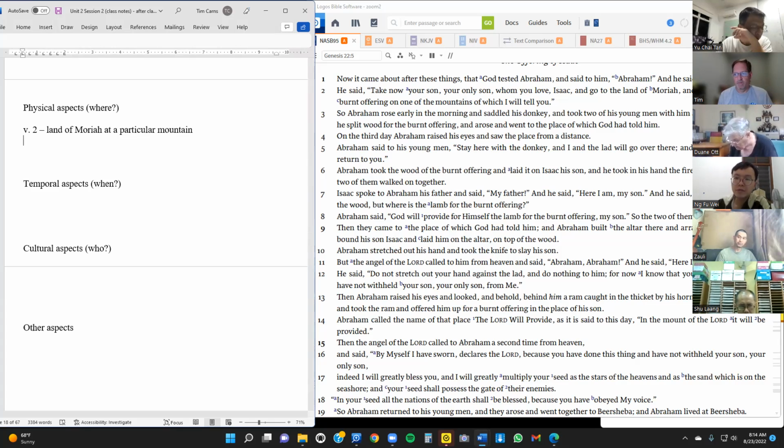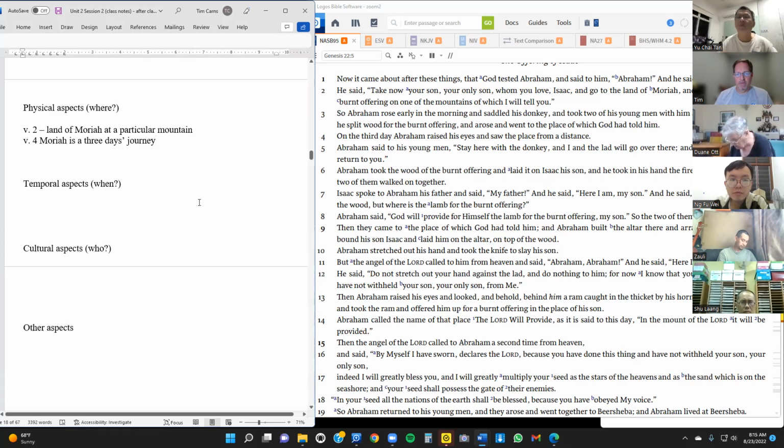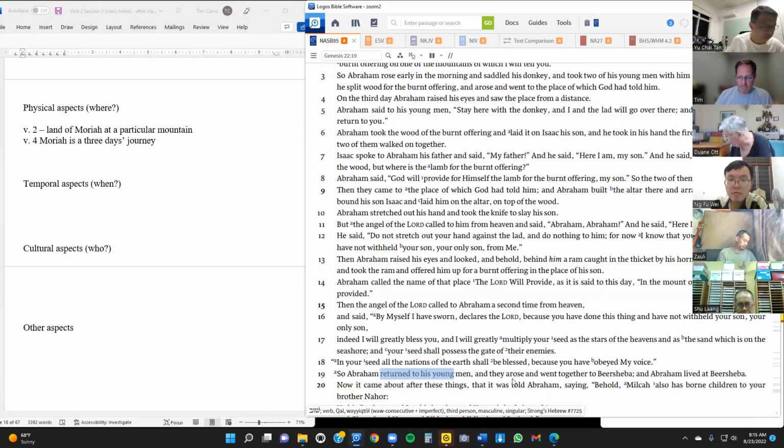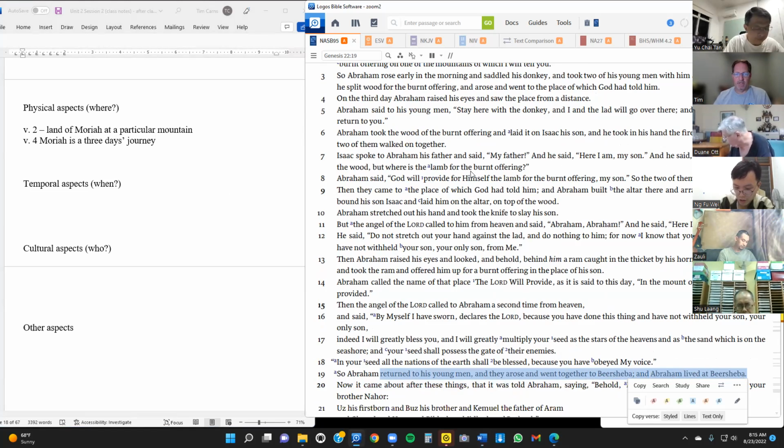Or they have to journey, and it says 3 days. 3 days will be probably about 60 miles. So probably they were traveling from Beersheba to Moriah. Yeah, if we go back, well, there's two places, right? As Shulong mentioned earlier, Abraham returned and they went to Beersheba. So that's where they started, actually.